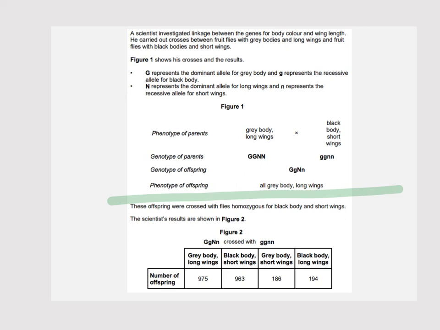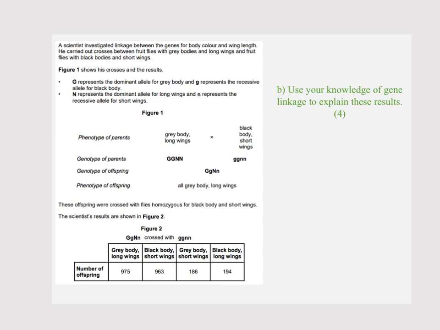These offspring were crossed with flies homozygous for black body and short wings, and the scientist's results were shown in figure 2. Okay, so we're using this information to do the next few questions. So I'll draw those lines on again.